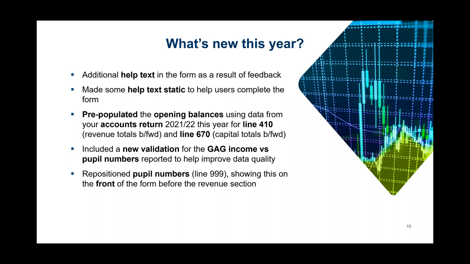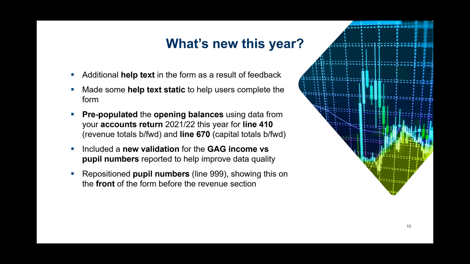And this year we've included a new validation around GAG income and pupil numbers. If there is a large GAG number and a small pupil number, so the ratio is too high, we'll ask for a reason why it's like that. I'm sure there could be a very good reason, but again, it's the context that we're after here. And if a trust has made a typo, say you've rounded the pupil numbers, for instance, or you've not rounded the GAG, it'll pop up straight away and show you that this isn't quite right, have another look.